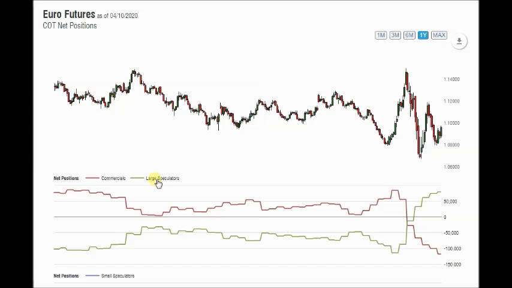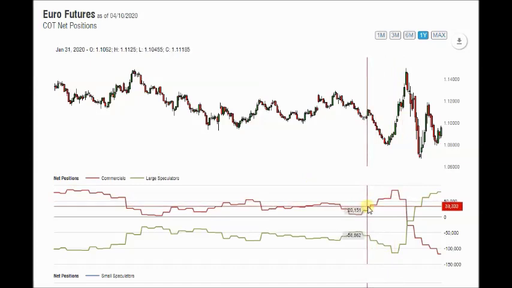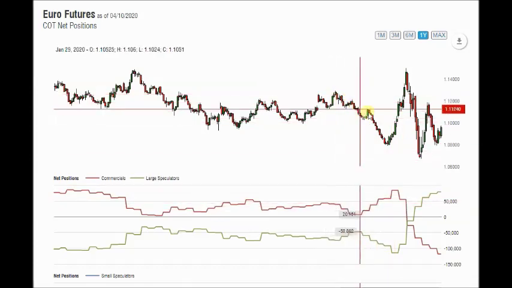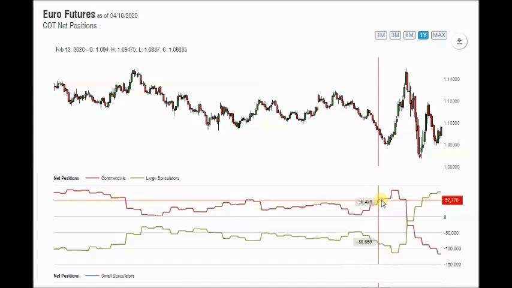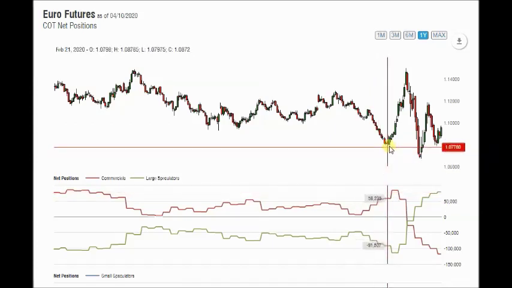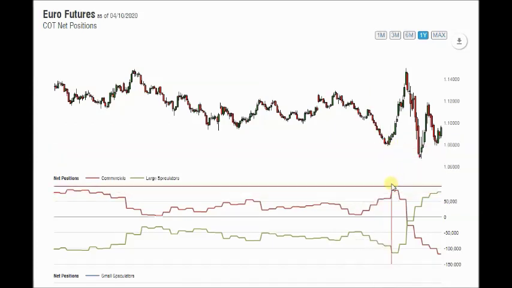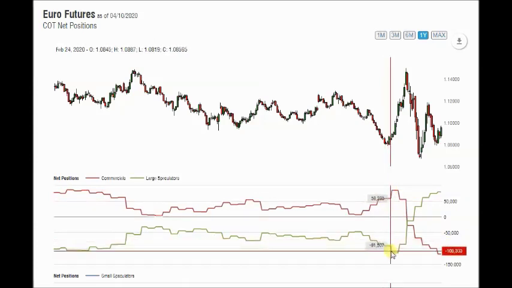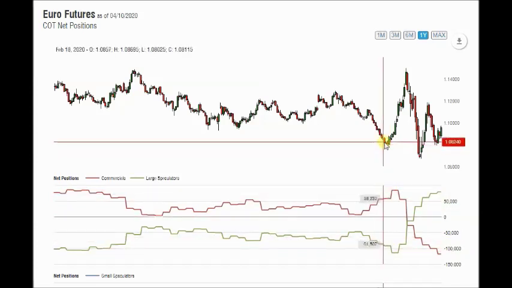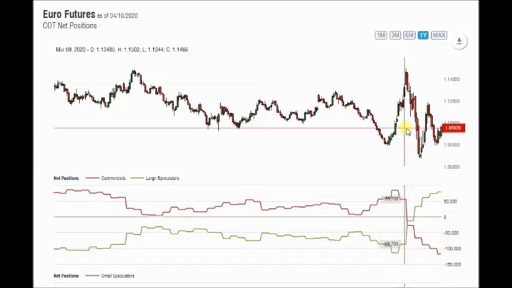Now, what we're interested in is when the two groups heavily oppose each other and build up their respective positions rapidly. On the right of the chart over here, you see the euro falls quite heavily. The commercials are coming in to buy it, and into that bottom they go heavily net long. Specs go heavily net short against them, and it breaks in favour of the commercials, rallying 600 pips.